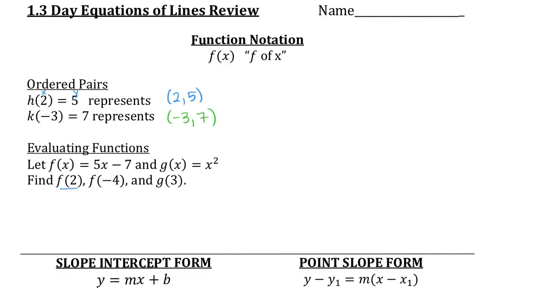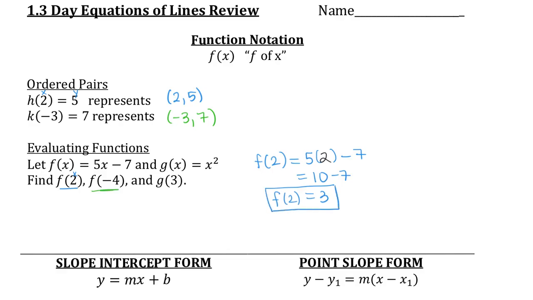So f of 2. I'm going to plug 2 in for x in the f function. So the f function is 5x minus 7. So I'm going to do 5x minus 7. Where the x is, I plug in the 2. And then I actually evaluate this. 10 minus 7 is 3. So if I do f of 2, I get 3. Or when I plug x in, I get y as my output.